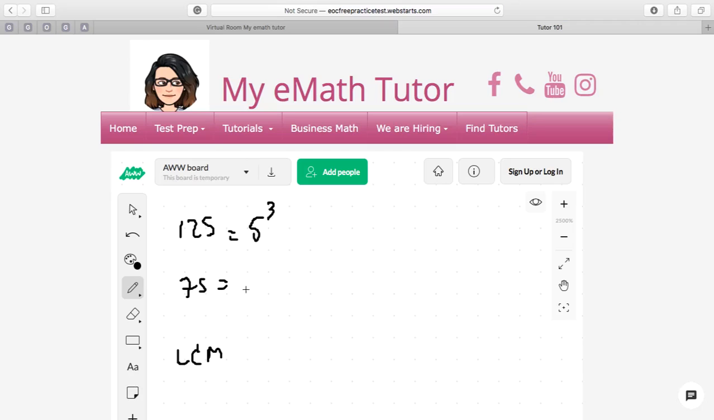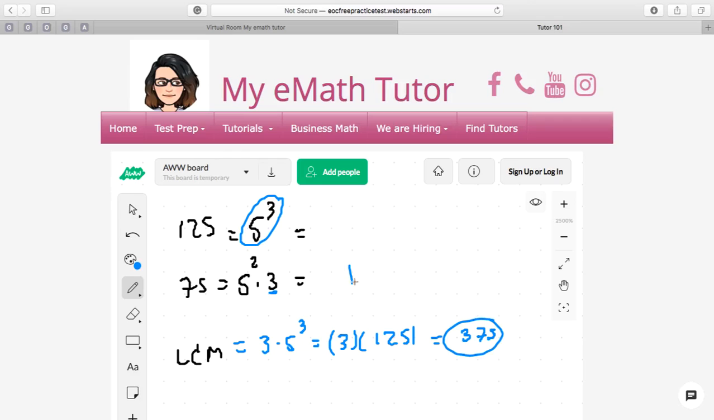So this is 5 cubed, and then 75, excuse me, is 25 times 3. So I'm going to write down 5 squared times 3. Now, I see here that 3 is not common, but it's okay, I want it. And then from the common ones, I need to pick the one with the highest exponent. So this is 5 cubed, and then I'm going to do 3 times 125, which is equal to 375. The least common multiple between 125 and 75 is 375.